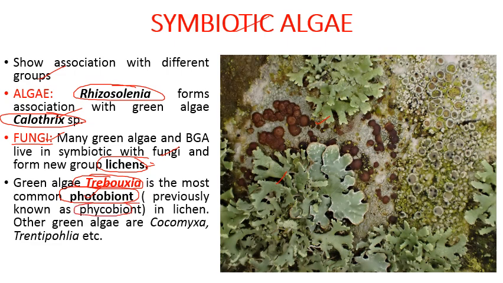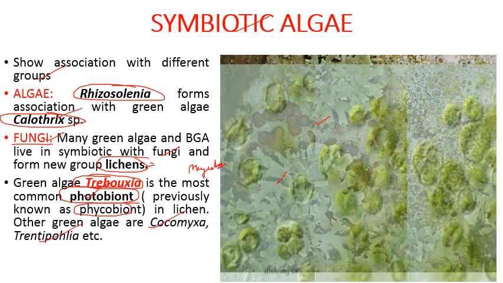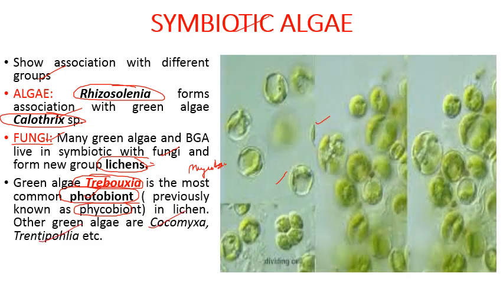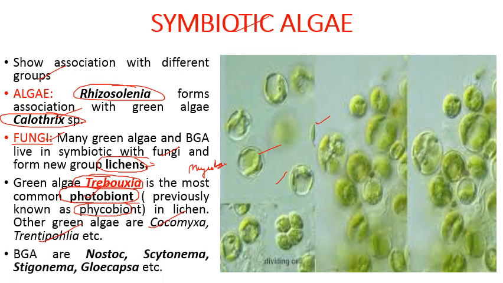जबकि जो फंगल मेंबर है लाइकन में उसे कहा जाता है माइकोबायोंट, that is termed as mycobiont. And there are some other green algae which are also found in association with fungus to form lichen, that is Coccomyxa and Trentepohlia. So this is the Trebouxia. There are some BGAs which are found in association with fungus to form lichen, like Nostoc, Scytonema, Stigonema and Gloeocapsa. ये जो BGA के members हैं ये भी lichens को बनाने में help करते हैं. They show association with fungal members to form the new group of organisms that is termed as lichens.